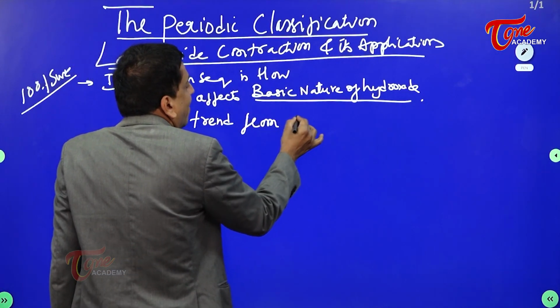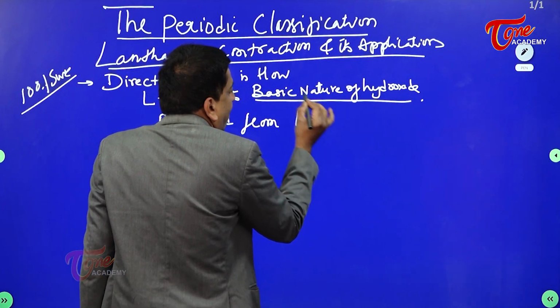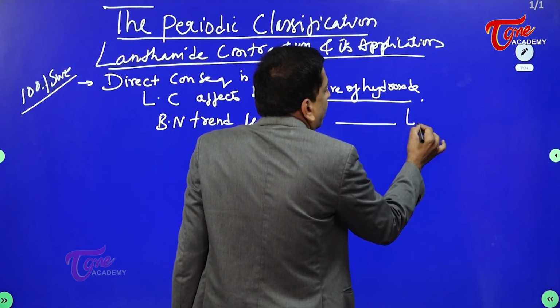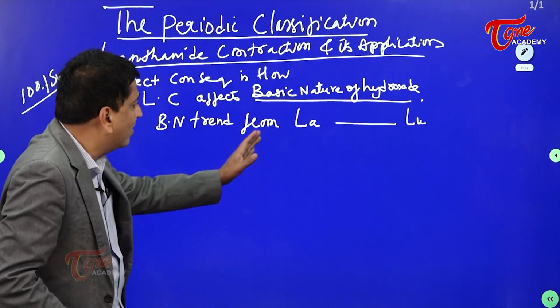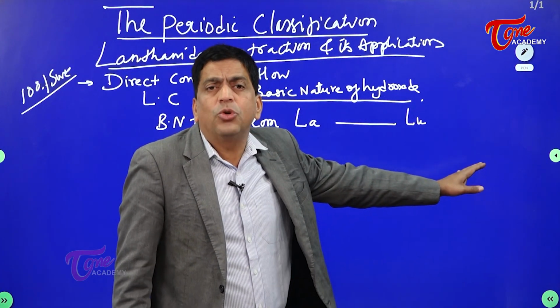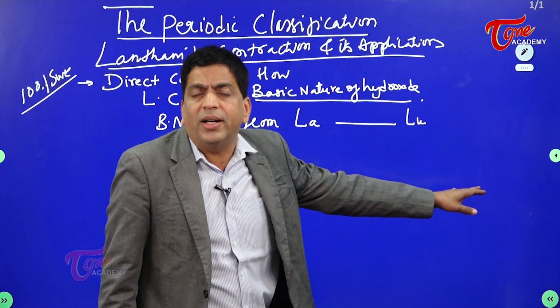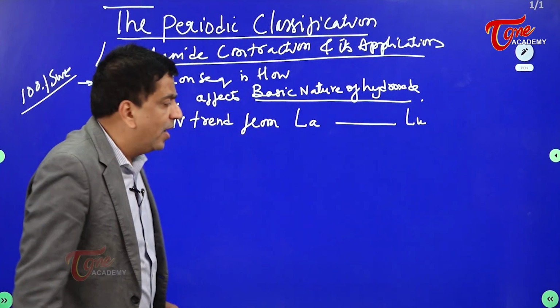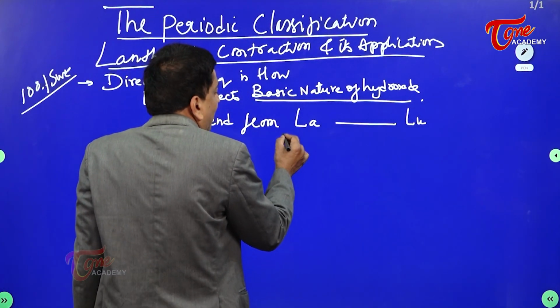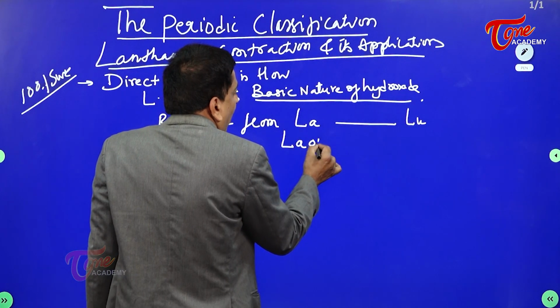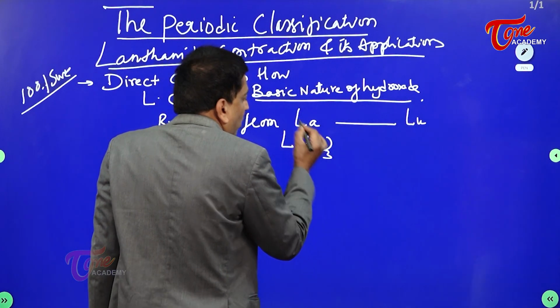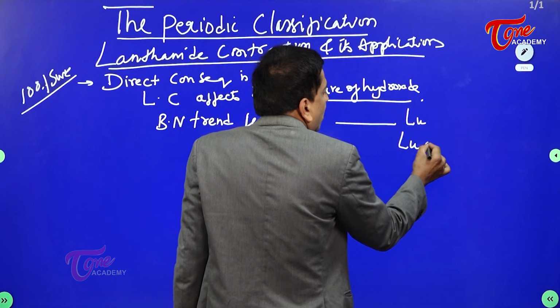from lanthanum to lutetium. From lanthanum to what? Lutetium, we need to tell the basic nature of hydroxides. How do we do this? Now basic nature of hydroxides means I'm speaking of lanthanum trihydroxide, La(OH)3, and this is lutetium trihydroxide, Lu(OH)3.